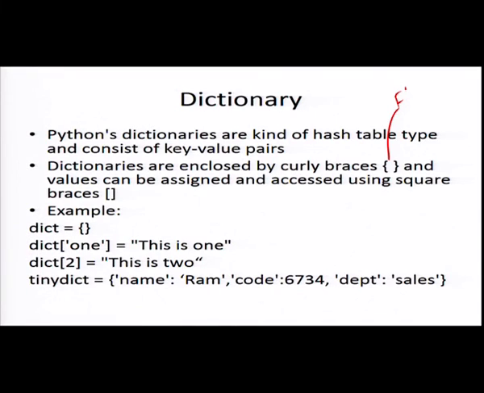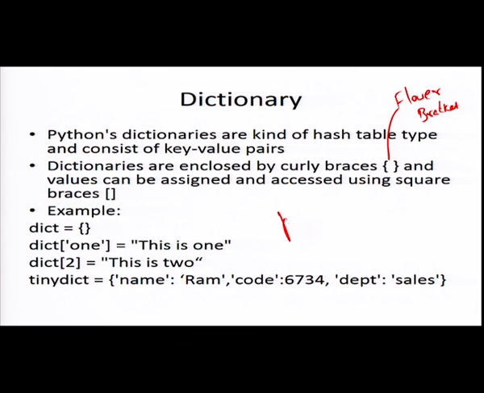Python dictionaries are kind of hash table type and consist of key value pairs. The dictionaries are enclosed with curly braces, and the values can be assigned and accessed using square braces. The example of a dictionary is dict equal to curly braces, dict of 1 equal to this is 1, dict of 2 equal to this is 2, tiny dict is something like this.